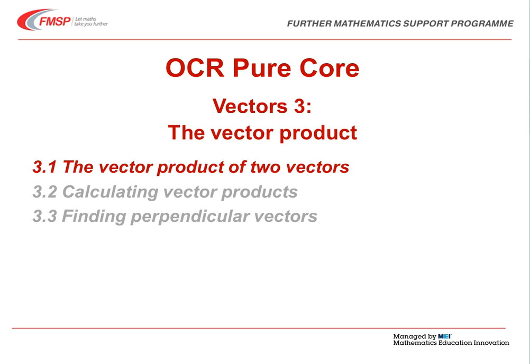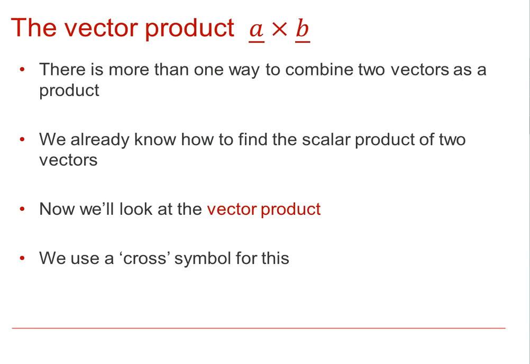Hello, this is the first video of the third vector series for OCR AS Core Pure Further Mathematics and introduces the vector product. There is more than one way to combine two vectors as a product. We already know how to find the scalar product of two vectors, which we have also called the dot product. And we remember that the scalar or dot product results in a constant number or scalar. Now we'll look at the vector product.